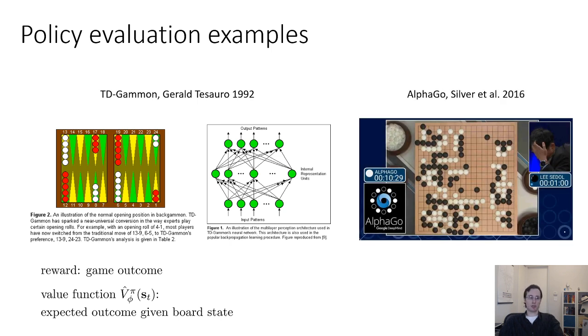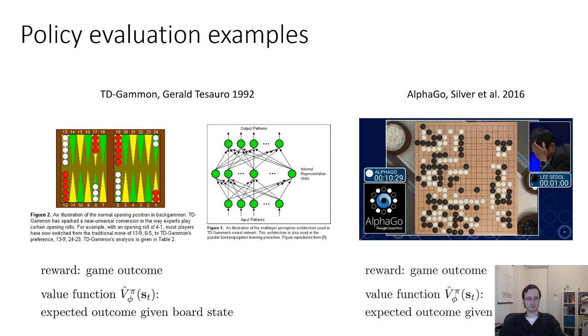In AlphaGo, the same exact idea was used. So even though it came decades after TD Gammon, it was essentially the same principle. The value function is an evaluation of the board state, which is your probability of winning.